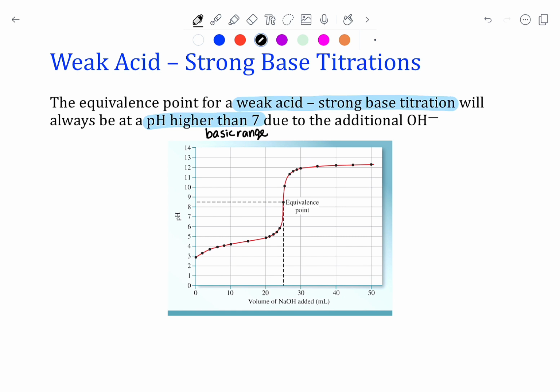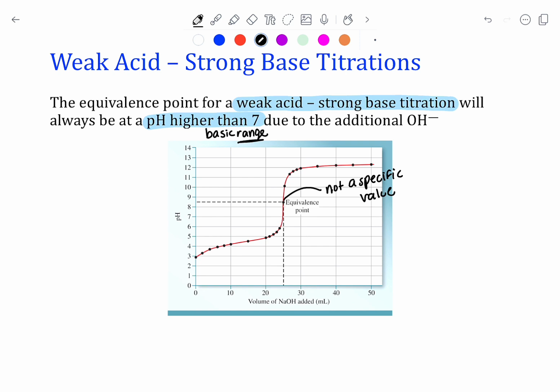This is not a specific value. It is a range. It can be a little bit more basic, a little less basic. The only one that has a specific value is going to be the strong acid, strong base because of the creation of water. So that's the only one that will be at exactly 7 as pH.